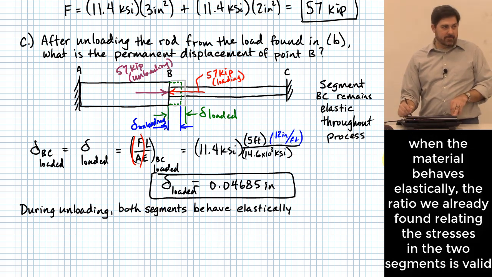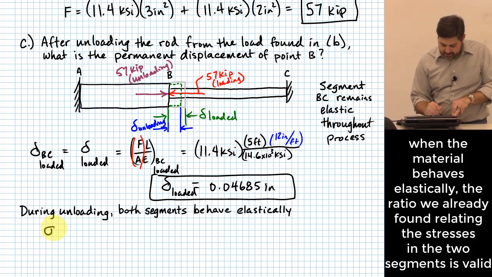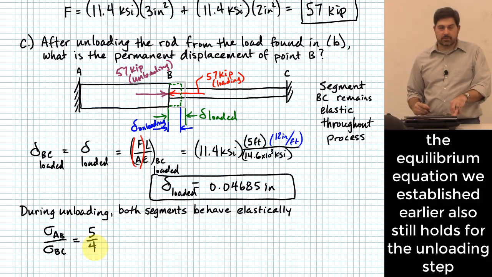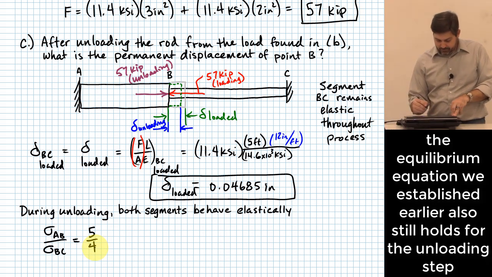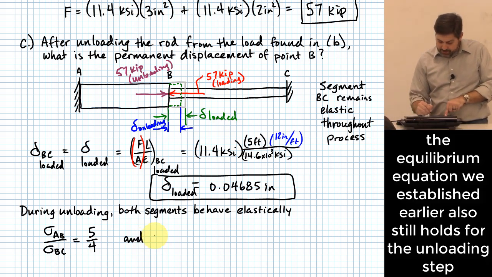Well, what does that mean? That means we're back to saying that sigma AB over sigma BC is equal to what? 5/4. Okay. Furthermore, what else do we know? Our equilibrium equation still applies as well, right? So for this little piece of this thing, we're going to say FAB plus FBC is going to be equal to F, which is 57 kips.